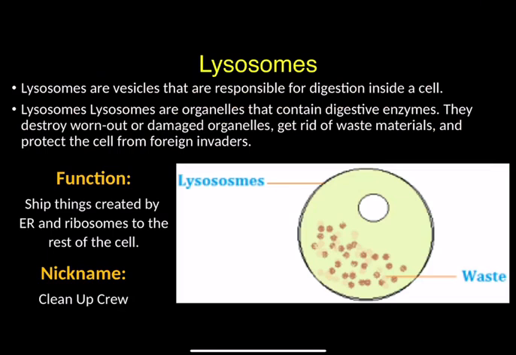Lysosomes. Lysosomes are vesicles that are responsible for digestion inside of the cell. Think of lysosomes as Lysol. They're there to clean things up. They contain digestive enzymes that destroy worn out or damaged organelles and get rid of waste materials and protect the cell from foreign invaders. We call this the cleanup crew.